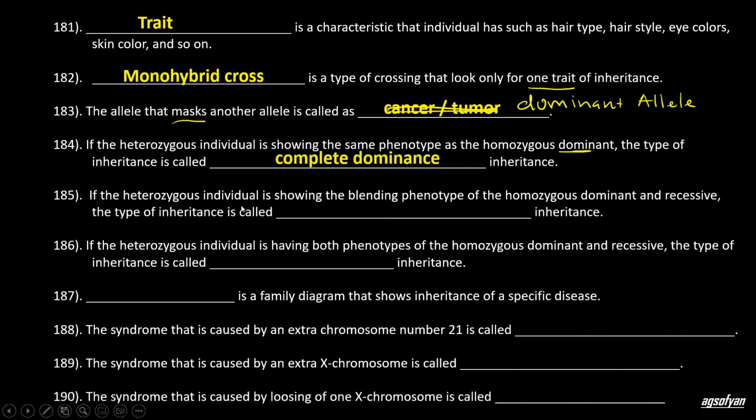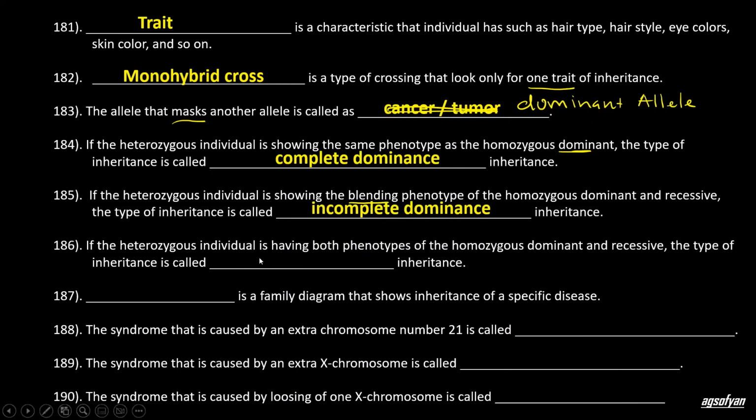If the heterozygous individual showing the blending phenotype of the homozygous dominant and recessive, the type of inheritance is called blank inheritance. So blending means that the inheritance is not complete. Okay, so it's going to be incomplete dominance inheritance.